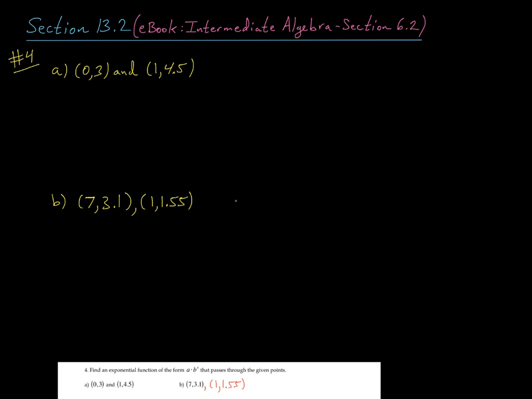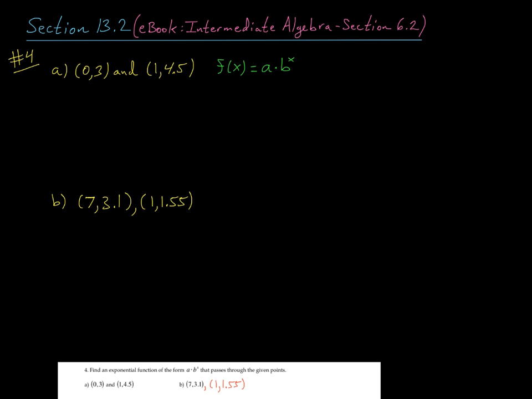Alright, for this last question in 13.2, we're asked to find an exponential function of the form a times b to the x power that passes through the given points. So in part A, my points are (0, 3) and (1, 4.5). And so my function is going to look like f of x equals a times b to the x.